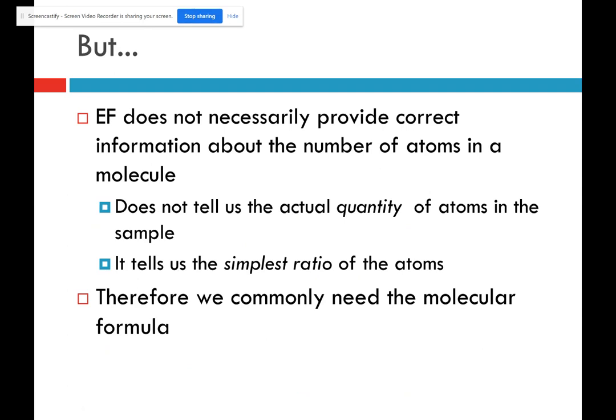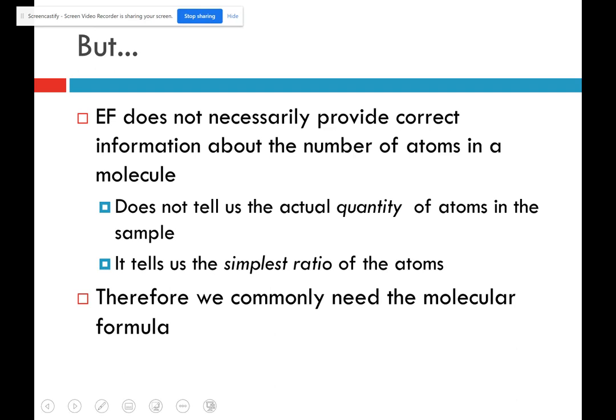The problem with empirical formula is it doesn't really give us a ton of information about the number of atoms that are actually in a molecule. It gives us the simplest ratio. But for example, if we're only given the empirical formula and we don't know if we have ethene or benzene, those are 2 very different compounds that are used for very different things and have 2 very different sets of physical properties and chemical properties. So it doesn't tell us the actual quantity of the atoms, it just tells us the simplest ratio. So oftentimes we will calculate empirical formula just as a way to later calculate molecular formulas.